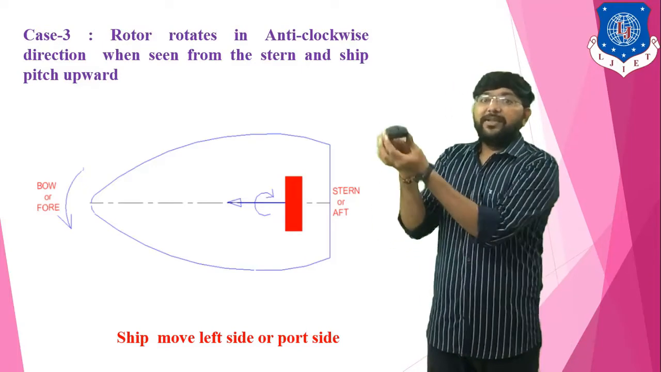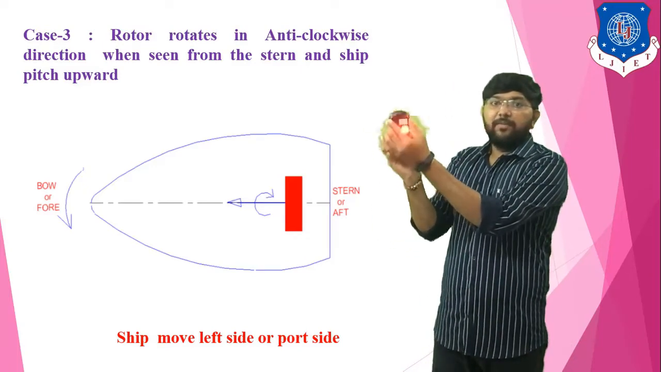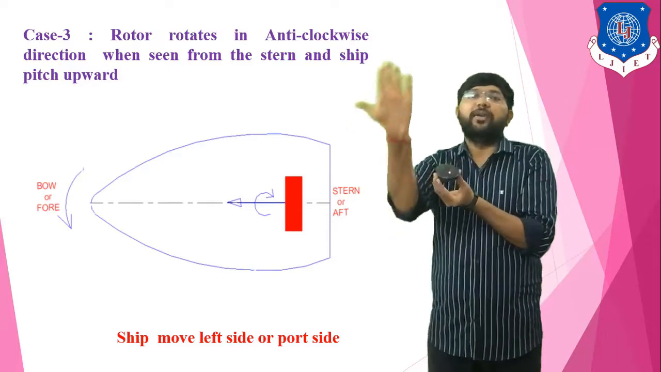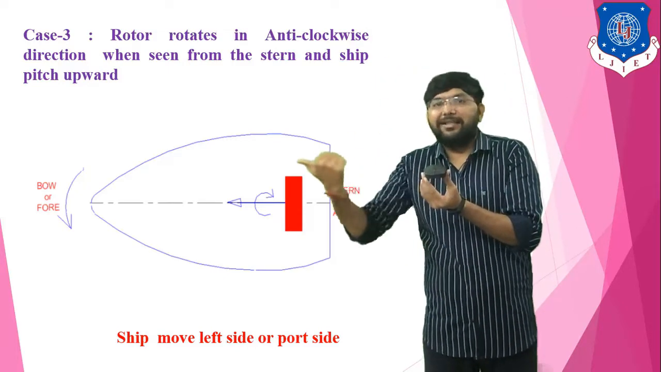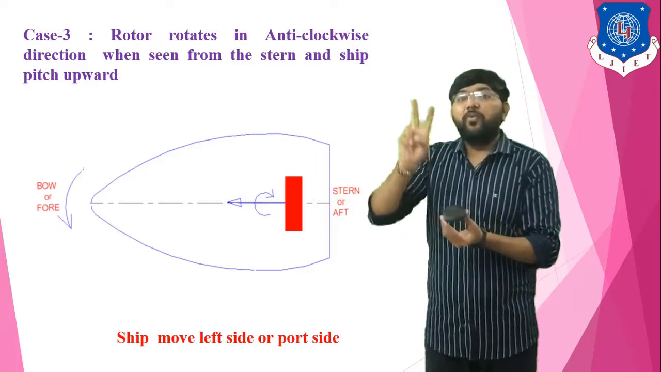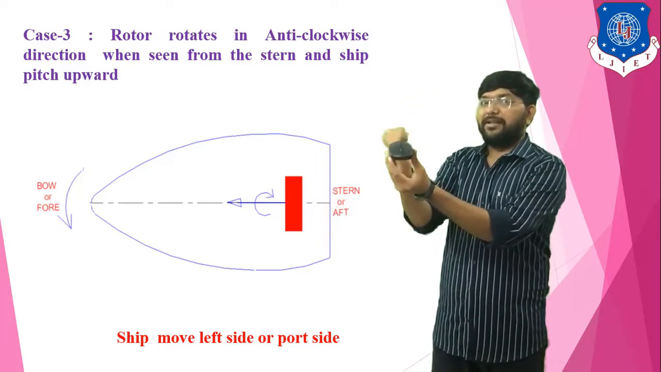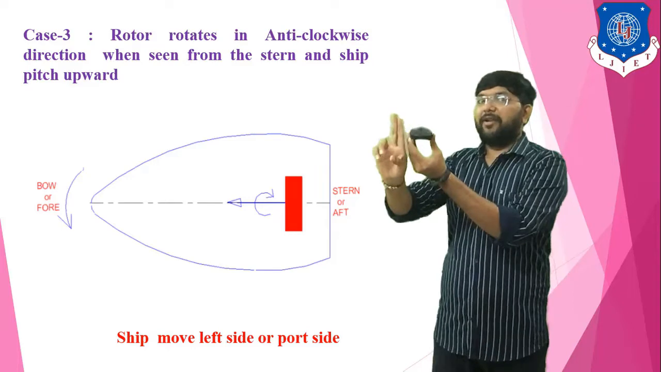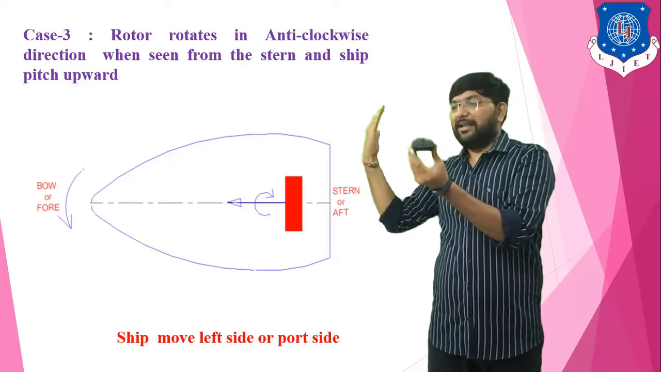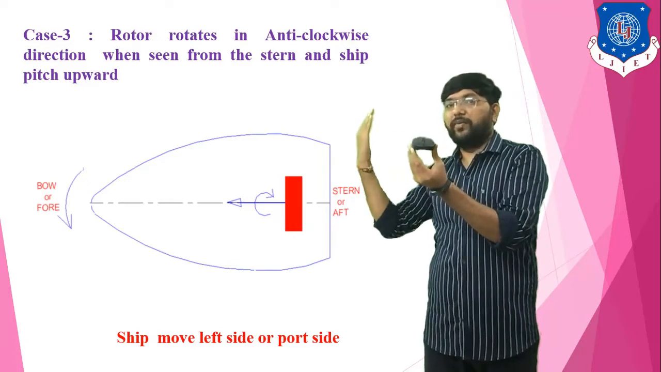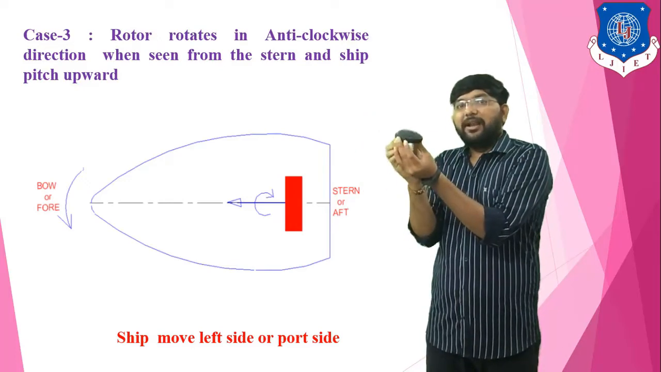Now ship pitch upward means, suppose this is a ship pitching in the upward direction. So you have to put your finger in the upward direction. At that time the second vector is like this, in the right hand direction. So we have two vectors. The first vector is in the reverse direction. The second vector is in this direction. So the resultant is like this. Clear? Inclined direction. So we have to move the ship in the inclined direction.